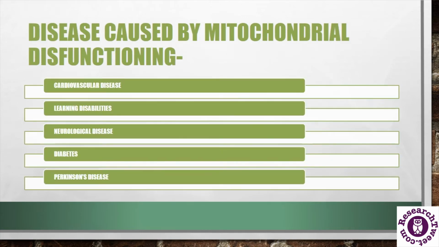Now there are several diseases which can be caused by mitochondrial dysfunctioning. So let's understand some common diseases which can be caused by mitochondrial dysfunctioning, which include several types of cardiovascular diseases, learning disabilities, neurological diseases, diabetes, Parkinson's disease and many others.